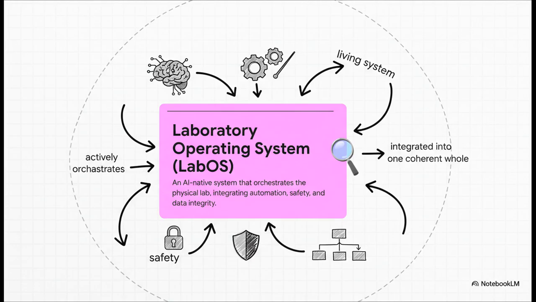Okay, so let's really look at the words here because this is important. A LabOS isn't just a passive database, like a digital filing cabinet where you store stuff. The key words here are AI-native and actively orchestrates. It's designed to be a living system, an active partner that helps run the lab, making sure everything from safety protocols to data integrity is all woven into one single unified system.